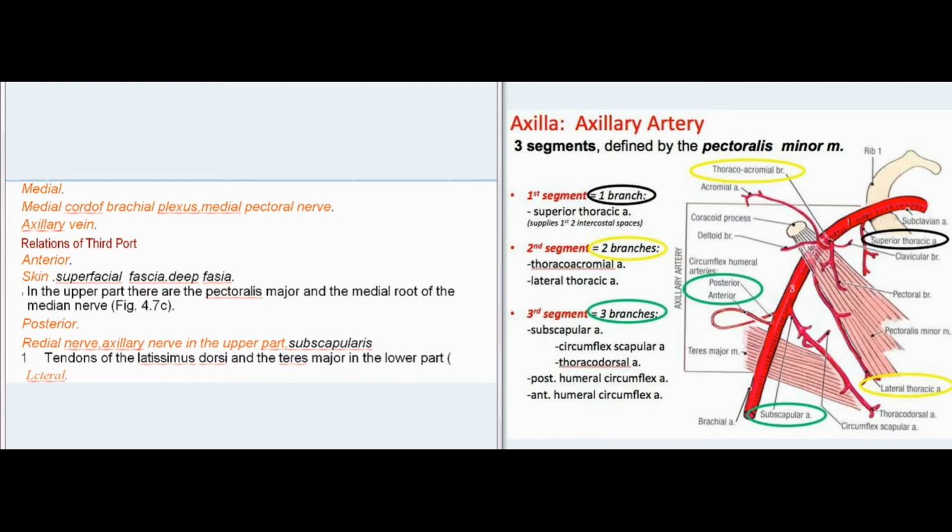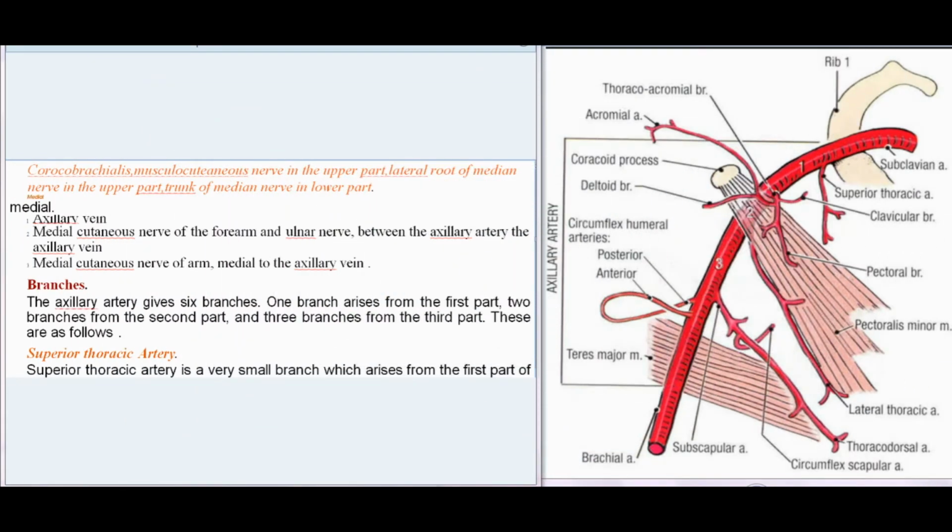Relations of third part. Anterior: skin, superficial fascia, deep fascia. 1. In the upper part there are the pectoralis major and the medial root of the median nerve, Fig 4.7c. Posterior: radial nerve; axillary nerve in the upper part; subscapularis; tendons of the latissimus dorsi and the teres major in the lower part.